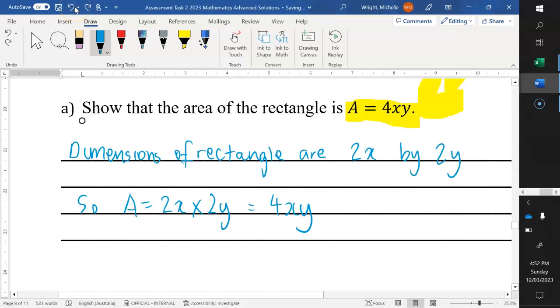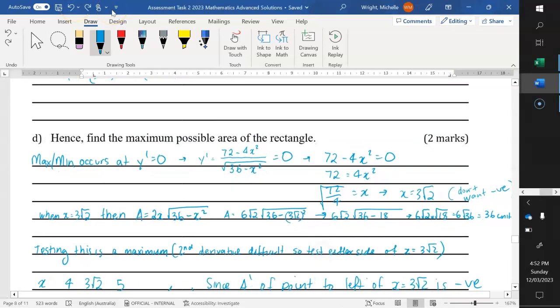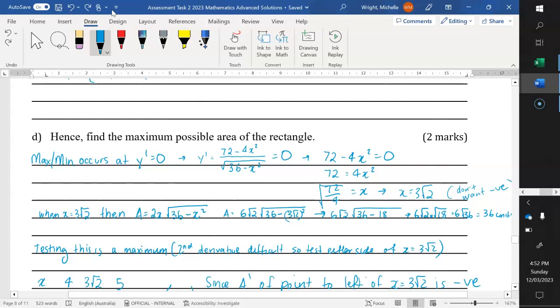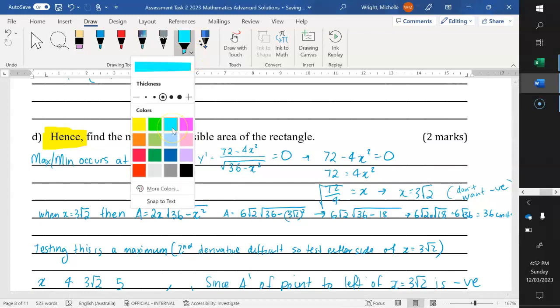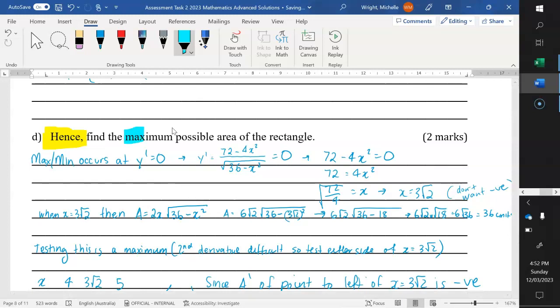It's constantly coming up. And moving down to D, it says, hence, find the maximum possible area of the rectangle. Now, we all know what hence means. Hence means use the information from the question before. The next information that's in that question is telling me that I'm finding the maximum, and it's going to be area.